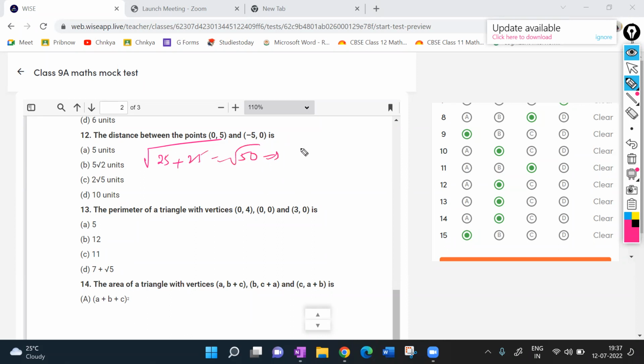Square root of 50 can be written as how? Square root of 25 into 2, so 5 root 2. Yes, so 5 root 2. Option B is correct. Very simple question.